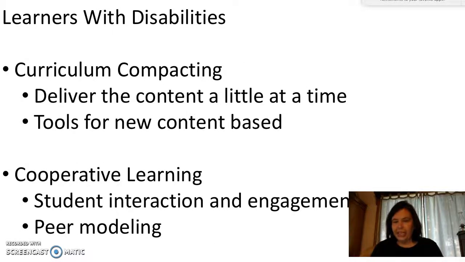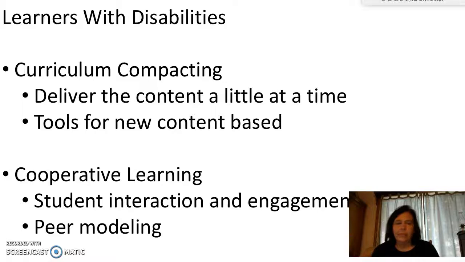Learners with disabilities. Please keep in mind that if you have questions about students with disabilities with IEPs, always reach out to the special education teacher or the principal if you have any questions. Curriculum compacting is a strategy in which the content is delivered a little bit at a time, and especially if we can have tools that are identified for that particular student, it will help them in learning the new content.